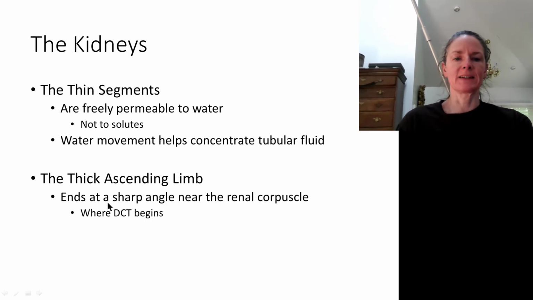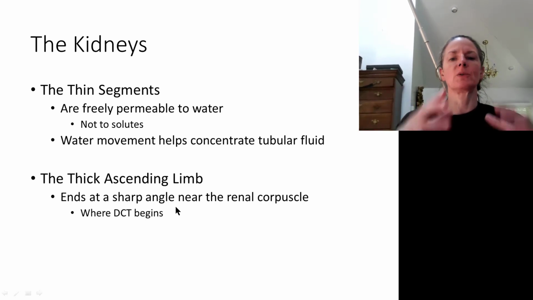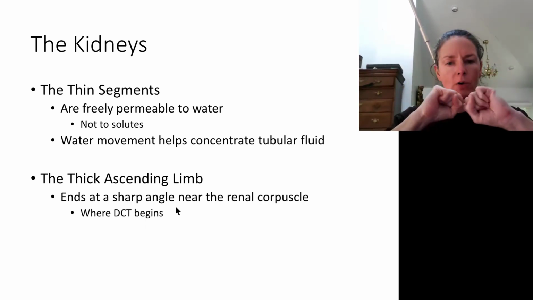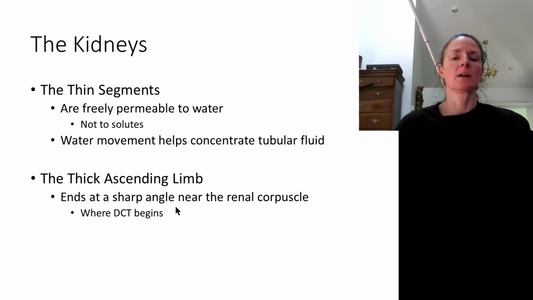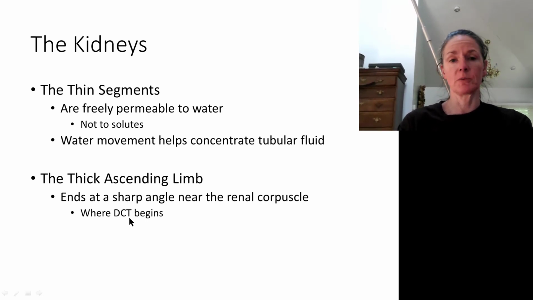In the thick ascending limb, this is where we're going to have a lot of sodium and chloride movement out of the tubular fluid into the peritubular space, or the peritubular fluid. This is also at the very end of this thing, where we're going to have the distal convoluted tubuli.